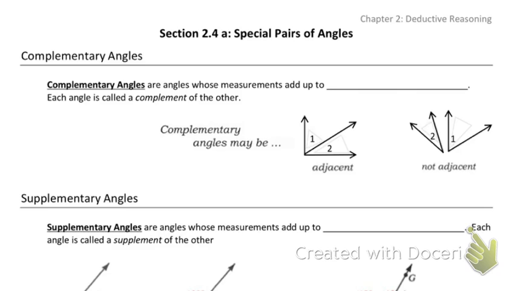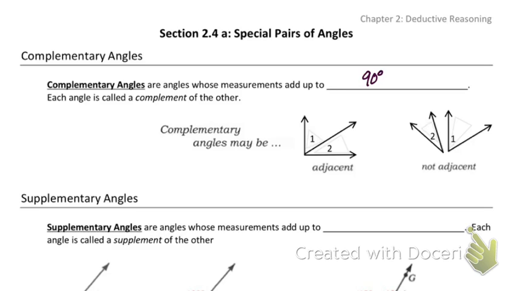All right, the very first special pair of angles we're going to talk about are called complementary angles. Complementary angles are angles whose measures add up to 90 degrees. So when I add two angles together and they equal 90 degrees, they are called complementary. Each angle is called a complement of the other one.